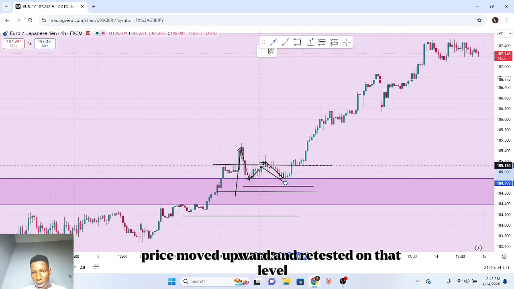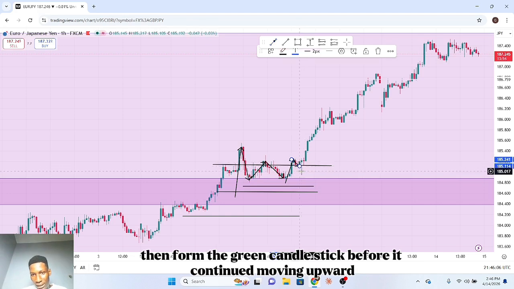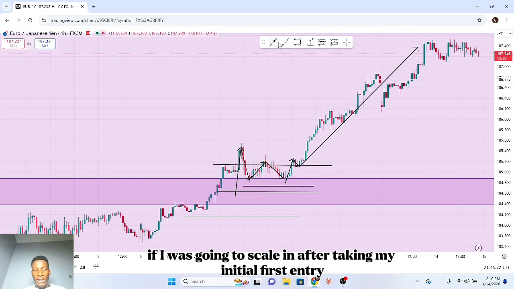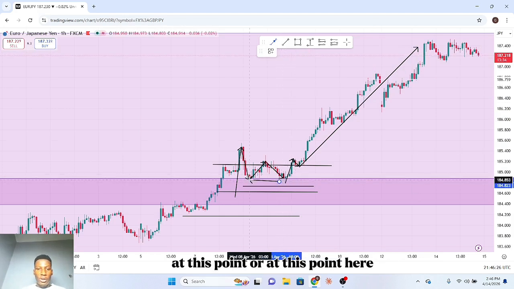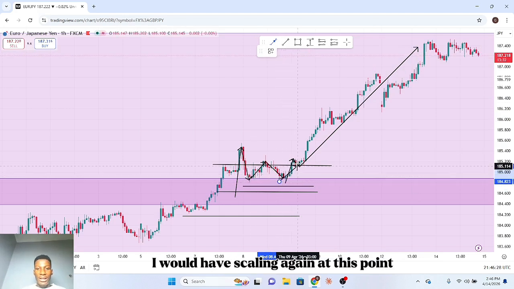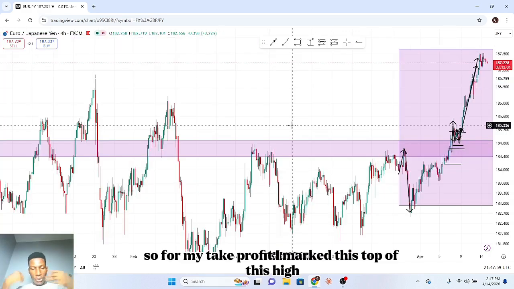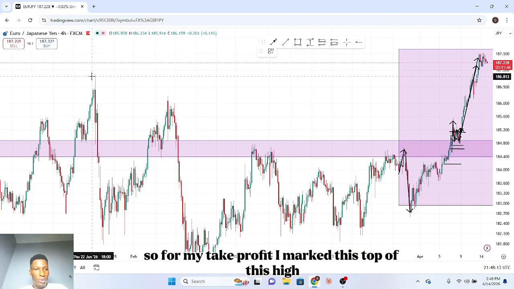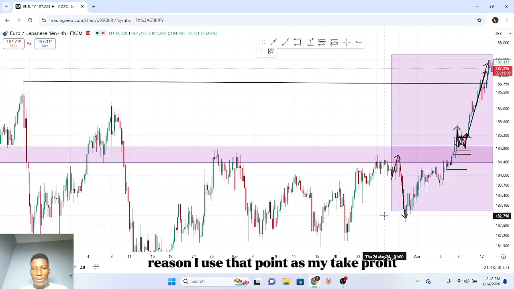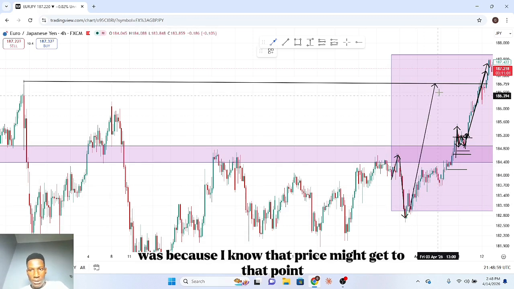Price moved upward and retested on that level, then formed a green candlestick before it continued moving upward. If I was going to scale in after taking my initial first entry at this point or at this point here, I would have scaled in again at this point. If I was supposed to take this trade, this is exactly what I would have done from the beginning to the end of this trade. So for my take profits, I marked the top of this high. The reason I use that point as my take profit was because I know that I might get to that point and sell downward.